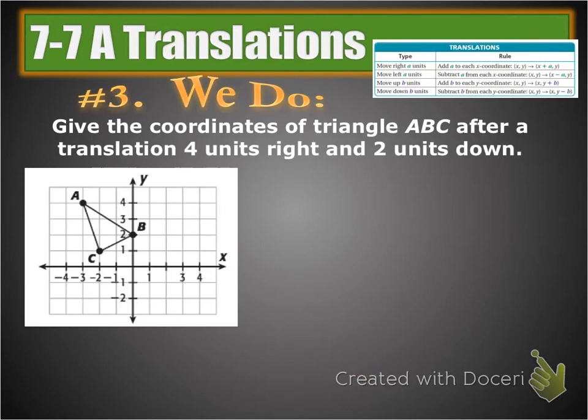So let's look at number 3 here. Give the coordinates of the triangle ABC after translating 4 units to the right and 2 units down. So if we're looking at this, we could just plot the points and tell where the points are too. That's one way of doing it. I could take my A, go 4 units to the right and 2 units down, and right there would be my A prime.